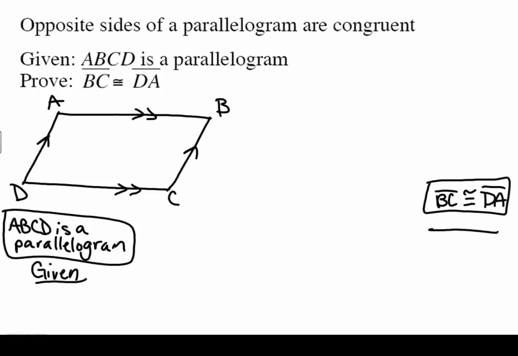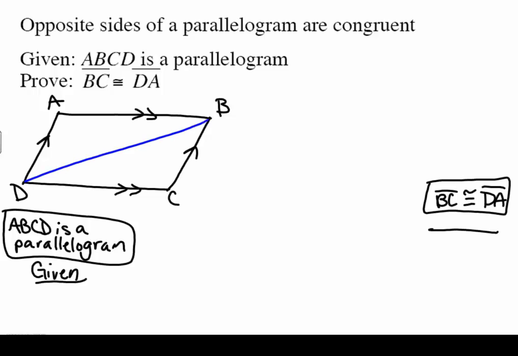a parallelogram are congruent. Okay, so we're given that ABCD is a parallelogram, so I've written that down as our first step in our flowchart proof. And we are trying to prove that segment BC is congruent to segment DA. So that's our last box in our flowchart proof. Okay, so the first thing that we can do is we can sketch our diagonal there.